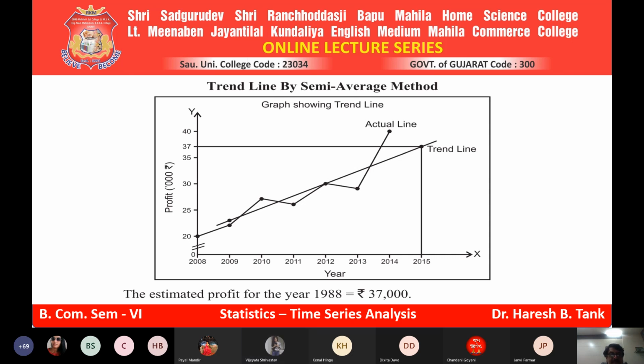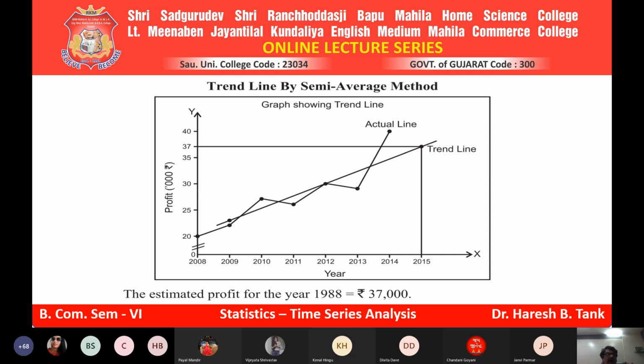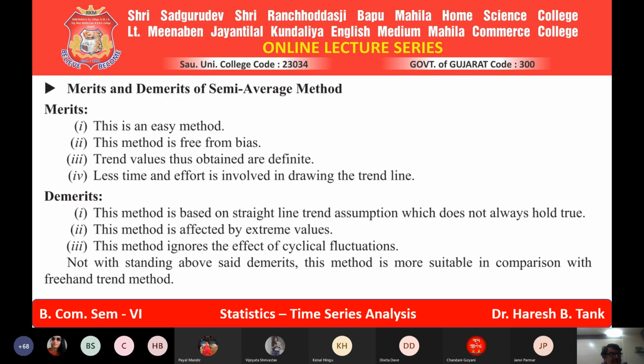Yes, sir. I think it's absolutely clear now what is to be drawn and how it is to be done. So this is how you can make a prediction. Again, there are certain merits and demerits. Merits: it is an easy method, free from bias, and the trend values obtained are definite. Less time and effort is involved in drawing the trend line than in the graphical method.